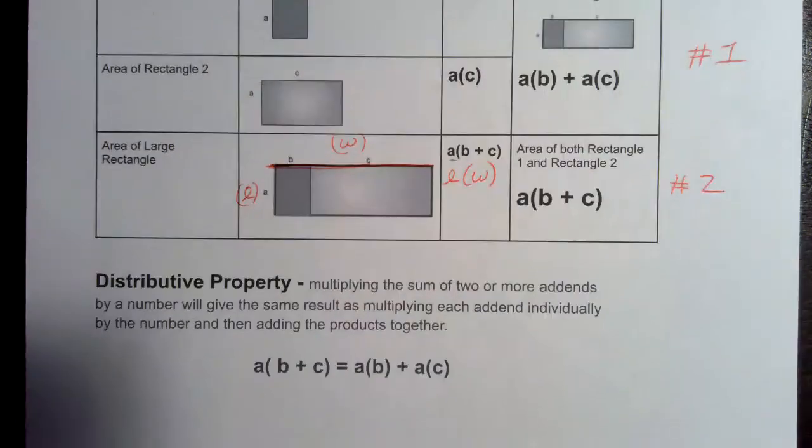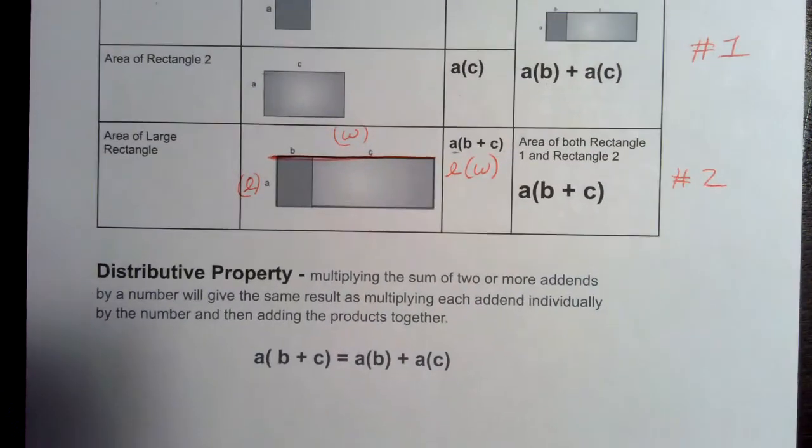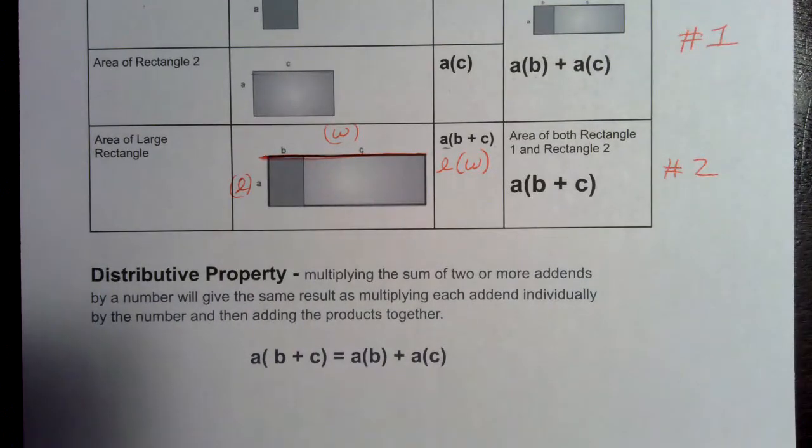By definition, the wordiness now comes in. The distributive property is multiplying the sum of two or more addends by a number that will give the same result as multiplying each addend individually by the number and then adding the products together. All right, so now let's put some numbers and things together with this. Turn to the next page.